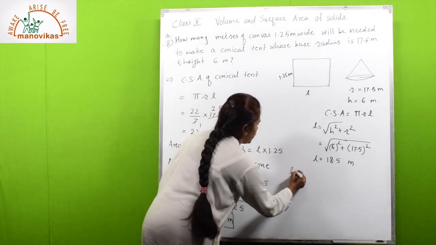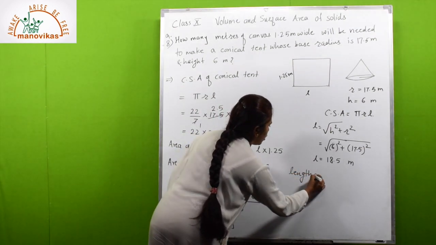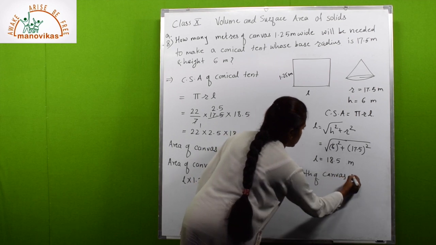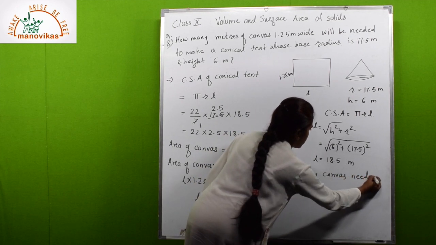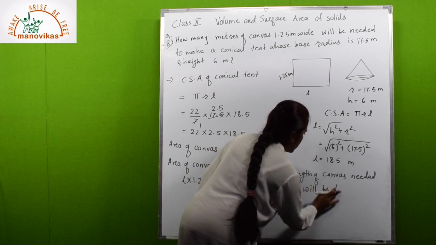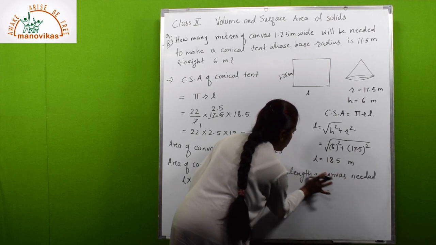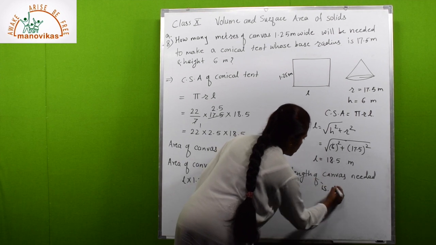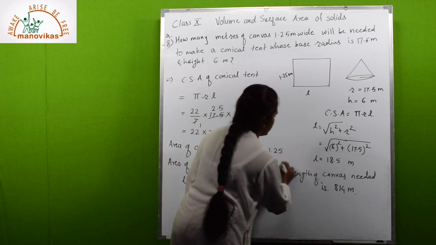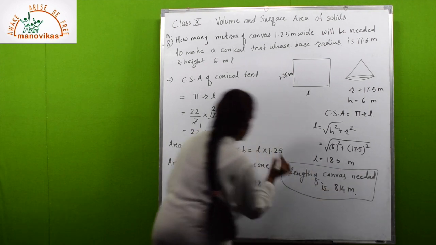So at the end you can write, length of canvas needed will be 840 meter. This will be the final answer.